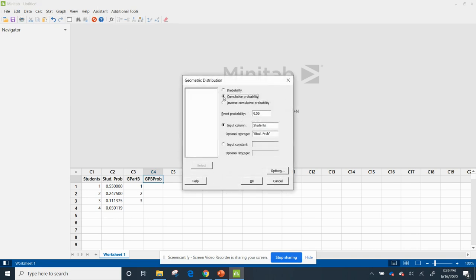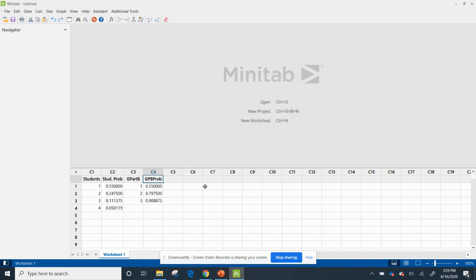Probability distributions, and go back to geometric. So now I'm going to change it to cumulative probabilities. I'm going to use my event probability, but now look, I'm going to change it. Always make sure to change it, because if not, it'll write right on top of it and you don't want it to. Okay, hit OK. So now look what has happened. I've got new probabilities. This is a really good thing to show people.